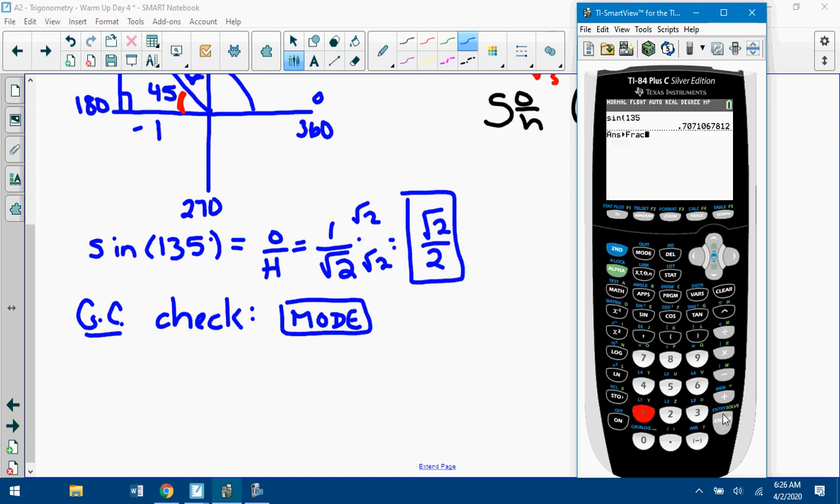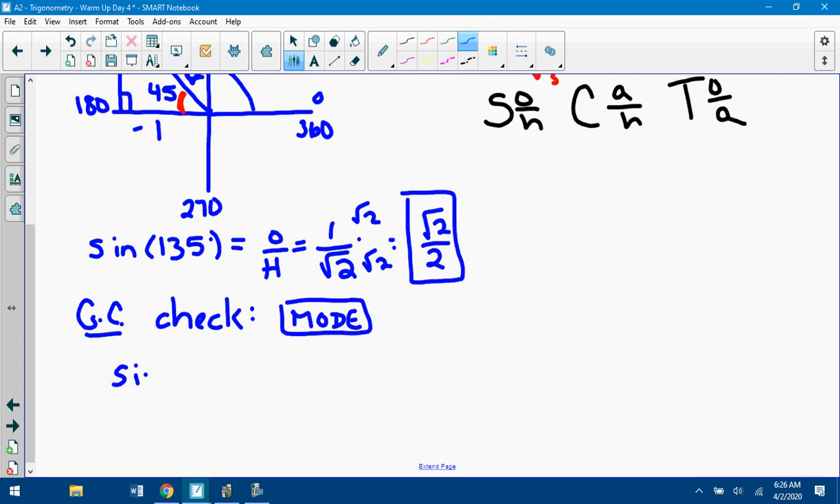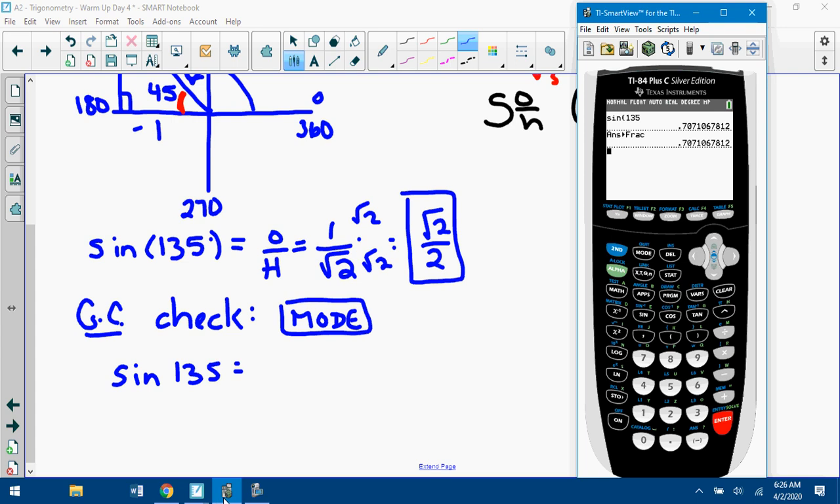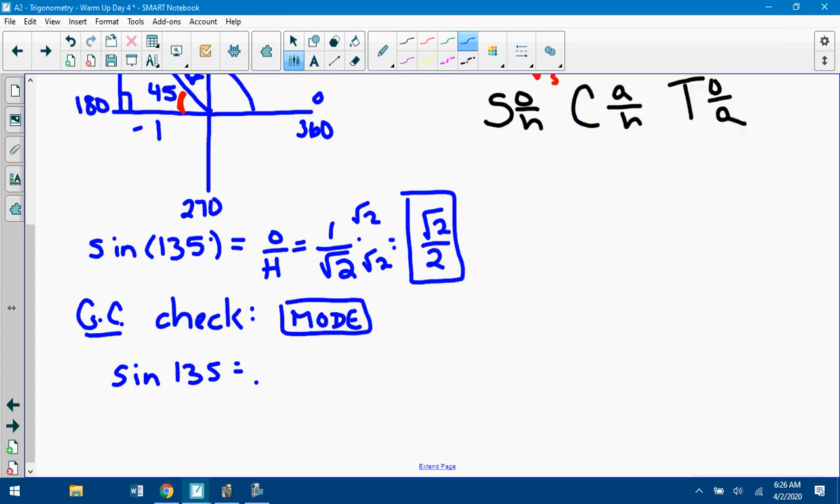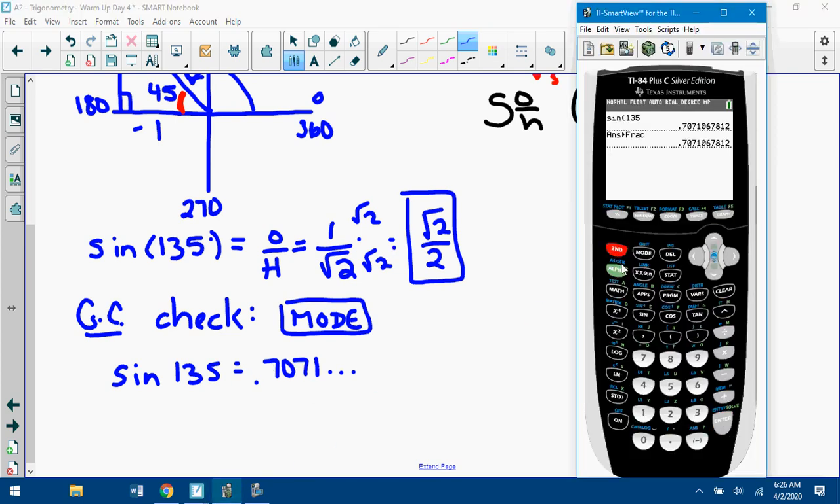Math for x is not going to do anything because it's an irrational number. So I want you to write out sine of 135 equals that decimal, 0.7071, blah, blah, blah. How do I know that's the same? Well, I know that sine of 135, now type in your answer for radical 2 over 2. Radical 2, get outside of the radical, over 2, same big long decimal.